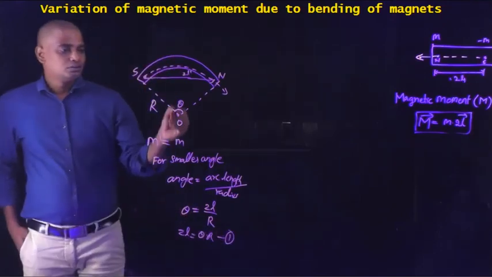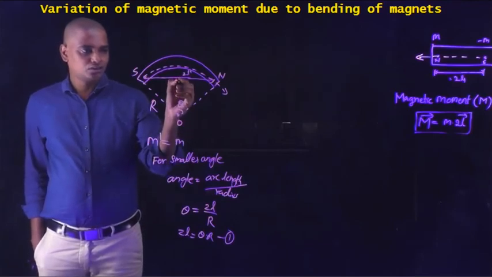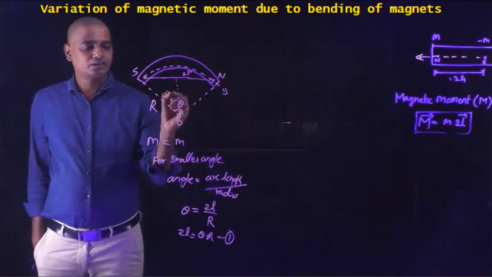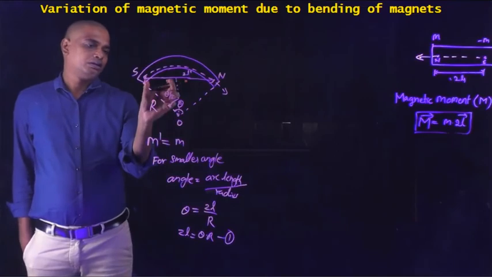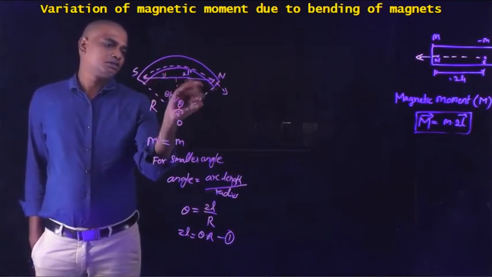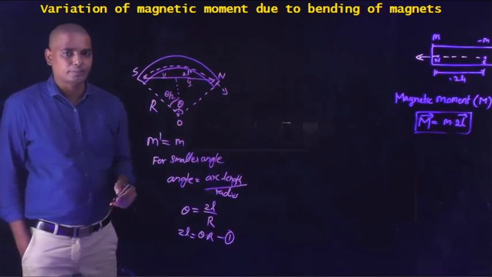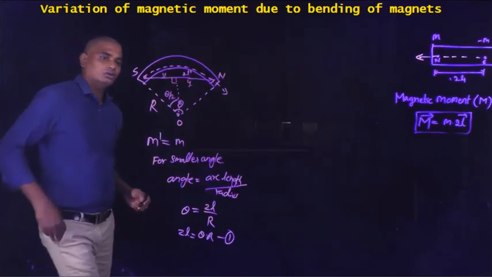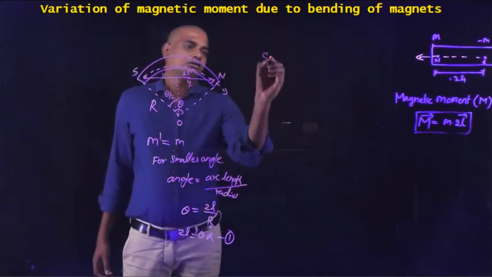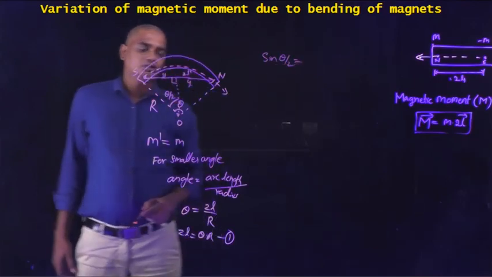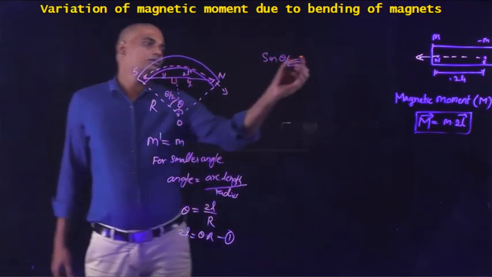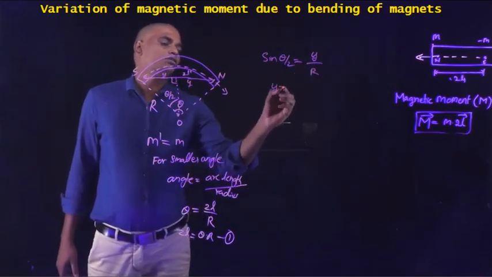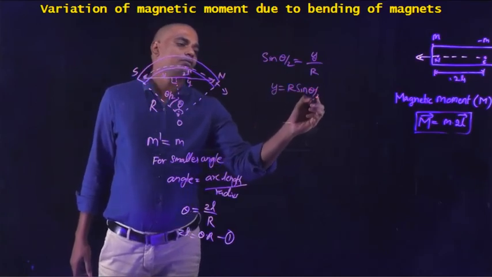Now let us draw a perpendicular bisector to the line joining the two poles. Therefore here, as it is a perpendicular bisector, the angle is theta by 2. Let this segment length be y, and this segment is also y, as it is a perpendicular bisector, and here the angle is 90 degrees. So from the formula, sine theta by 2 is equal to opposite side by hypotenuse. The opposite side is y divided by the hypotenuse, which is R. So y is equal to R sine theta by 2.